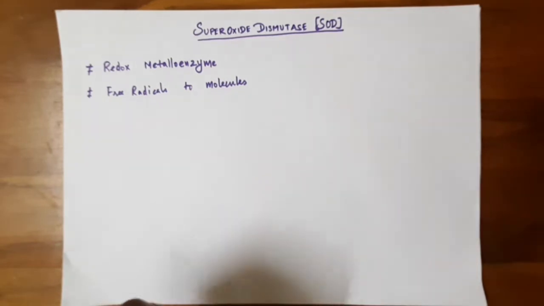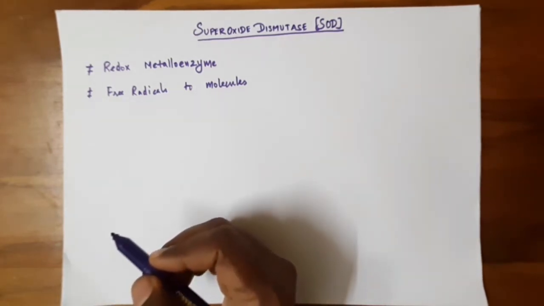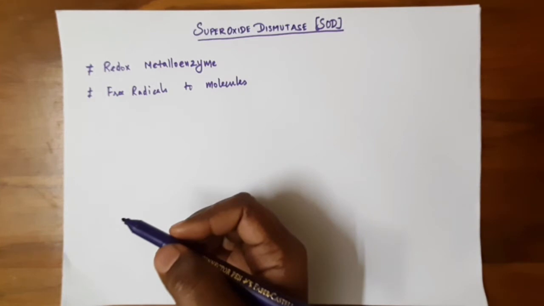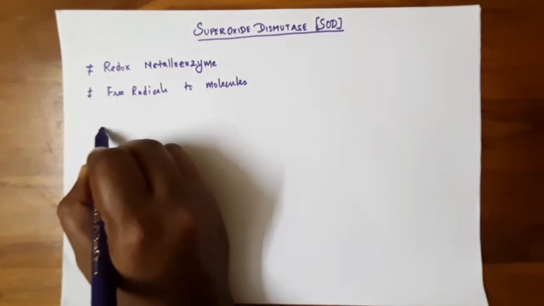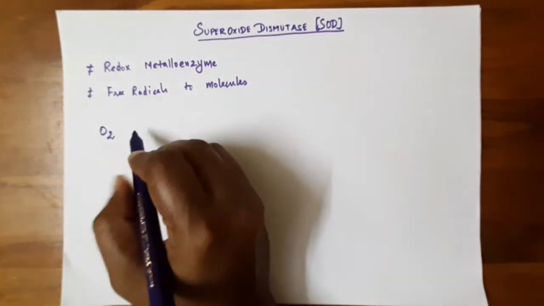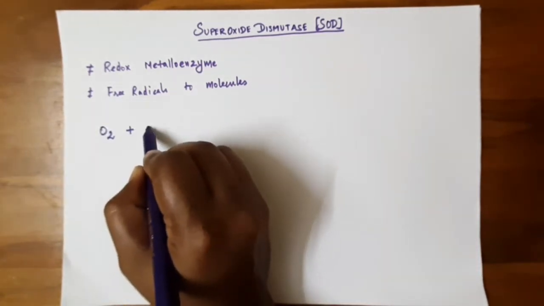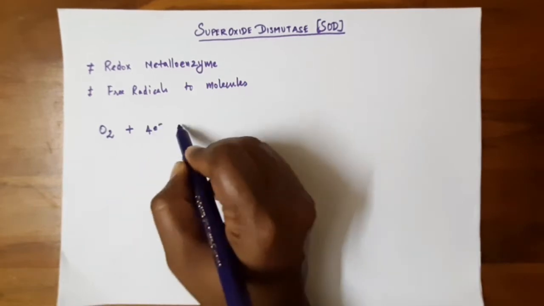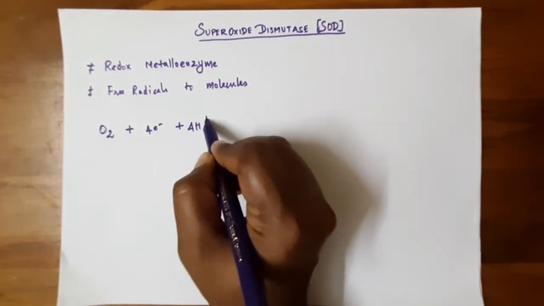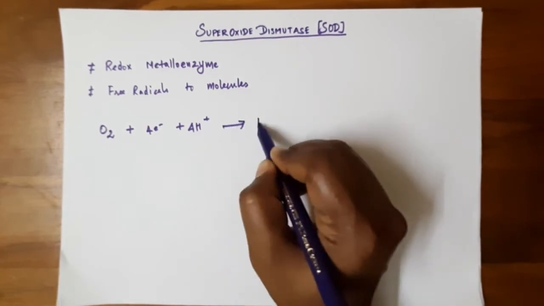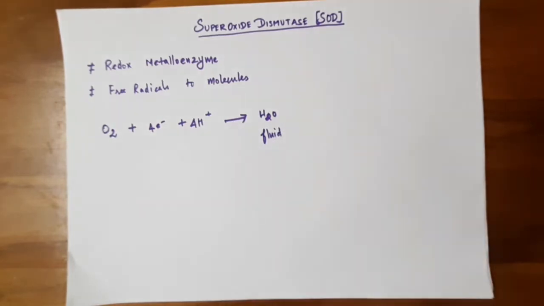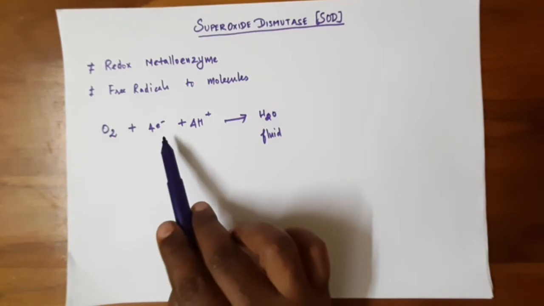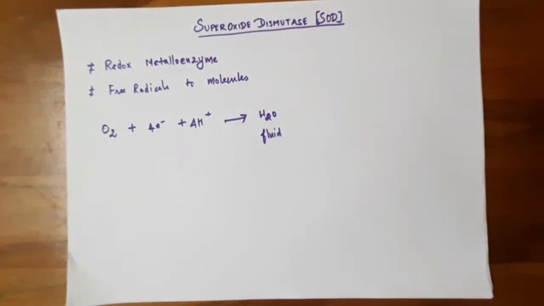Many biological reactions happen with the help of electron transfer reactions. In a simple example, oxygen takes 4 electrons with 4 protons, which gives water in the human body. So this conversion is done by using 4 electrons.